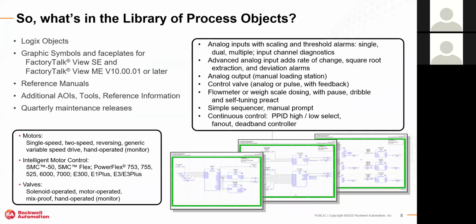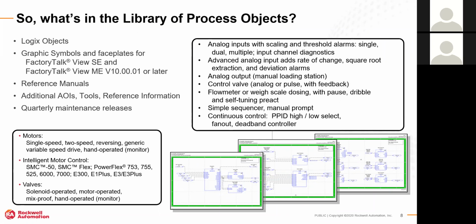So looking at what objects are available, what's typically included in this library, you've got the Logix objects, you have FactoryTalk View SE and ME objects. My screenshots are from an SE environment, but really the functionality is effectively the same on the ME environment, and I'll give comments about some of the subtle differences there. It also includes reference manuals, add-on instructions, and a couple of additional things that we can look at.